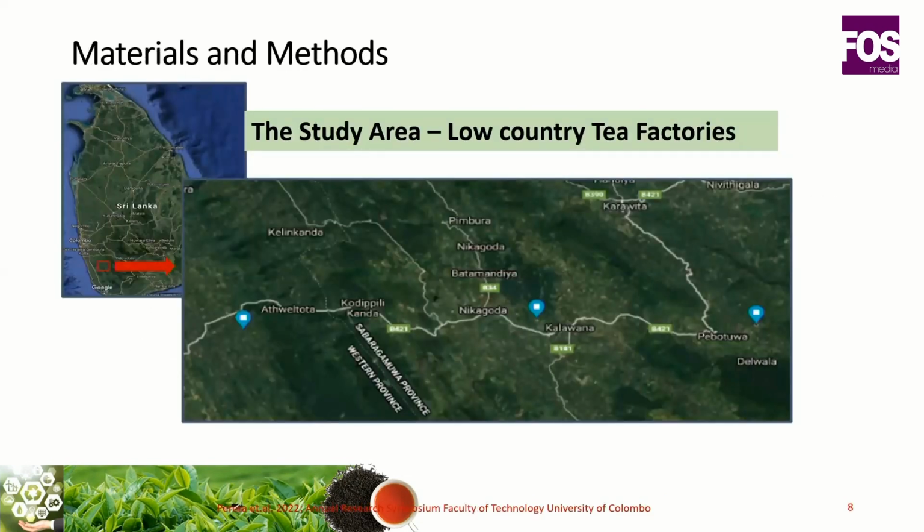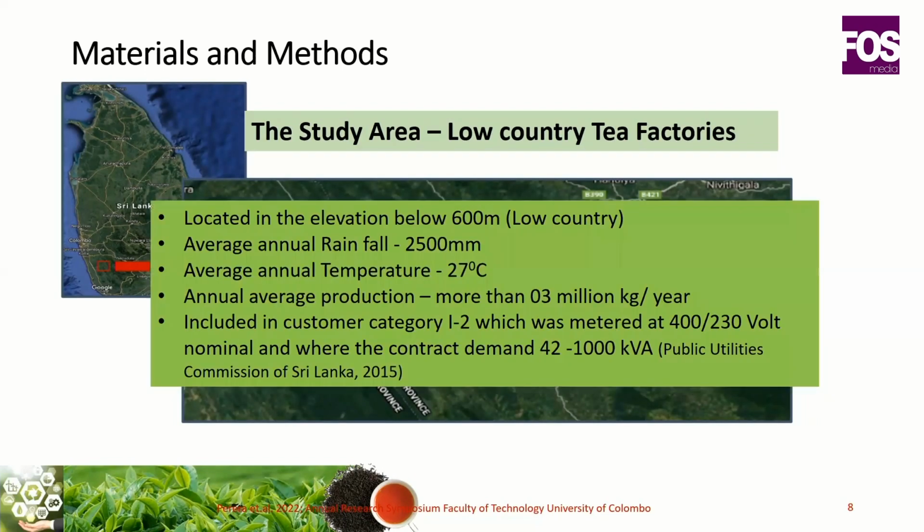Materials and methods. The study area was low country region and purposely 3 factories were selected according to these criteria, especially the location, average annual rainfall, average annual temperature, and finally the annual average production, which is more than 3 million kilograms per year, were considered for the selection of 3 tea factories.